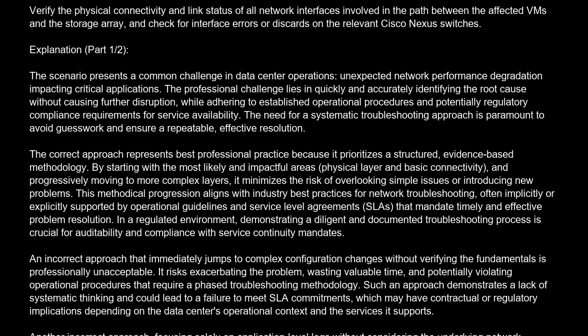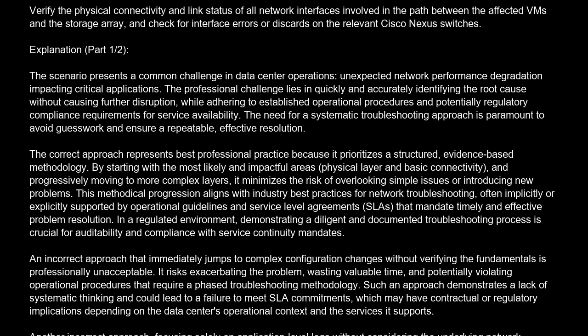The correct approach represents best professional practice because it prioritizes a structured, evidence-based methodology. By starting with the most likely and impactful areas, physical layer and basic connectivity, and progressively moving to more complex layers, it minimizes the risk of overlooking simple issues or introducing new problems. This methodical progression aligns with industry best practices for network troubleshooting, often implicitly or explicitly supported by operational guidelines and service-level agreements, SLAs, that mandate timely and effective problem resolution.